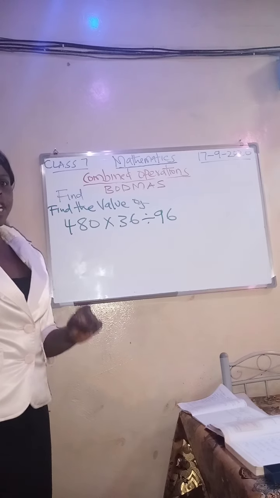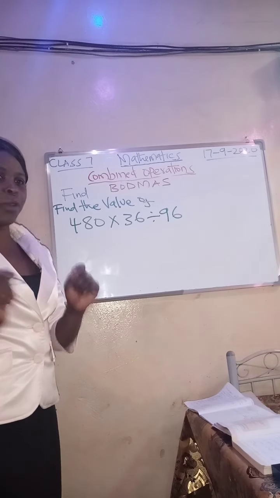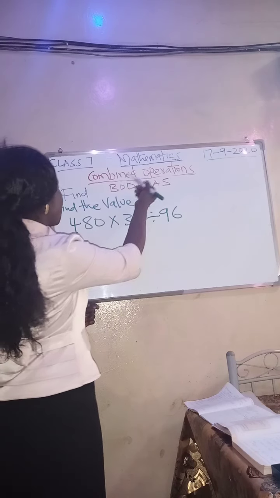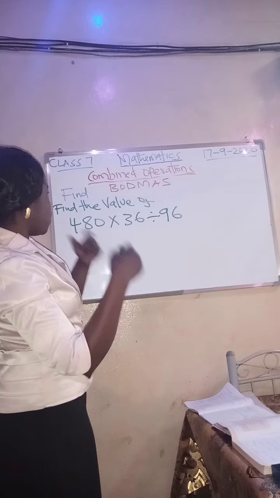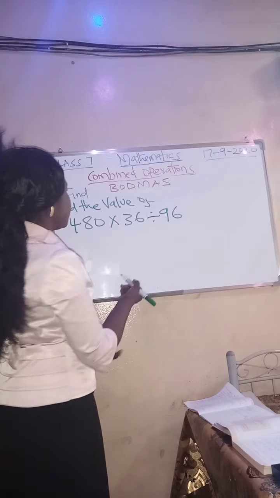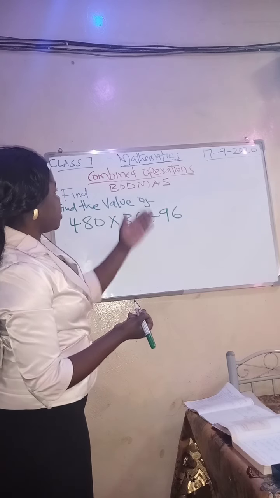So let's look at our order. BODMAS. Don't forget that. Let's look at our BODMAS. So we have the bracket. Do we have bracket? No. Do we have of? No. Do we have division? Yes. We have divide by 96. Then we have multiplication. We have addition and subtraction.